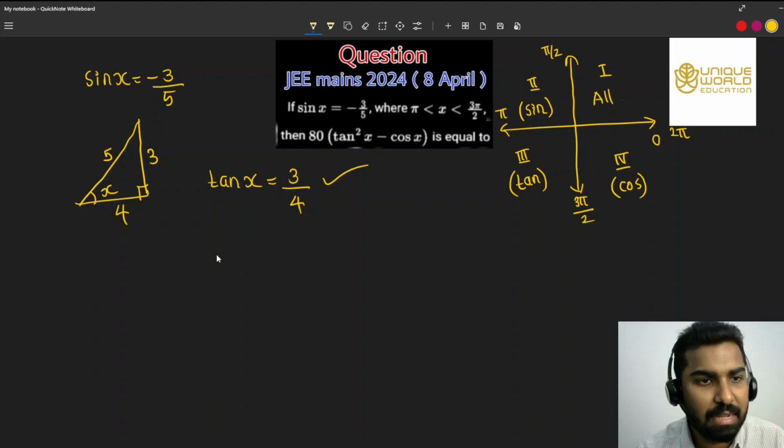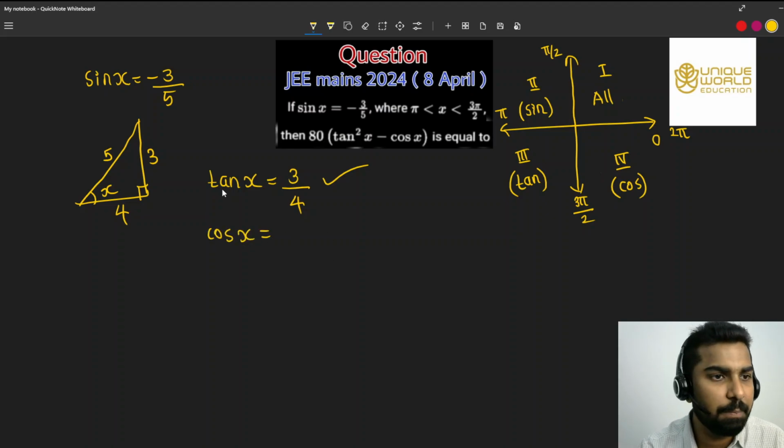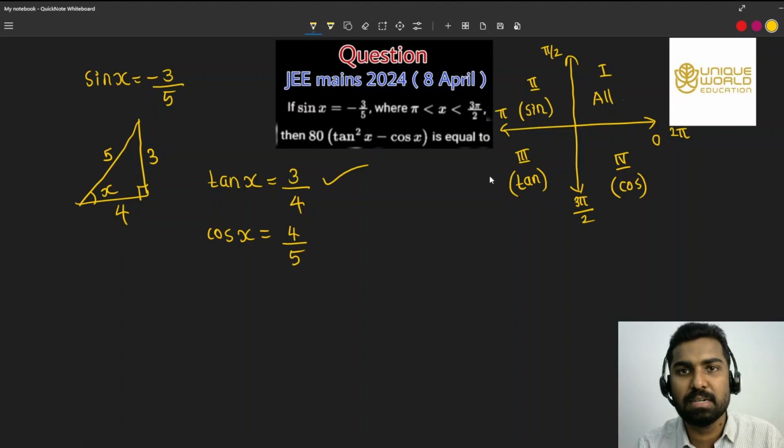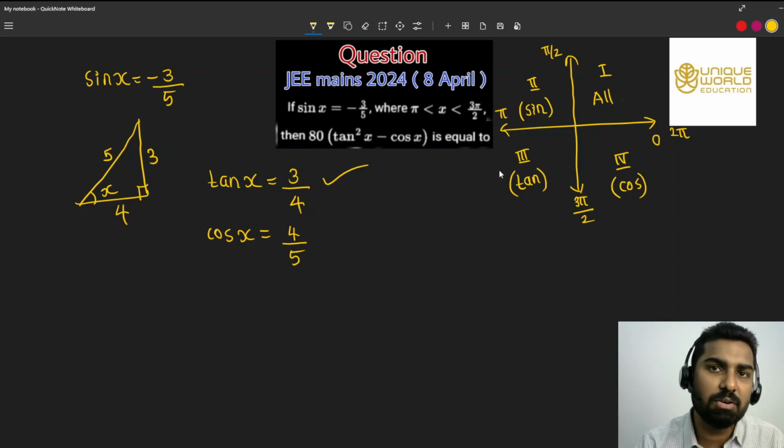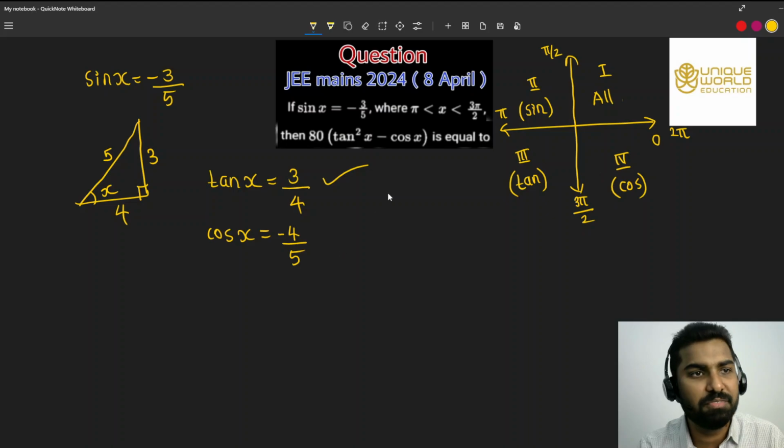All right, then we have to find the cos x function here. So cos x will be equal to adjacent divided by hypotenuse. Adjacent is 4, hypotenuse is 5, so I will get 4 by 5. But don't forget to put the sign. In the third quadrant only tan and cot will be positive, the remaining functions will be negative, right? So in the third quadrant cos will be minus 4 by 5. That's why sine is also given in the question as minus 3 by 5.